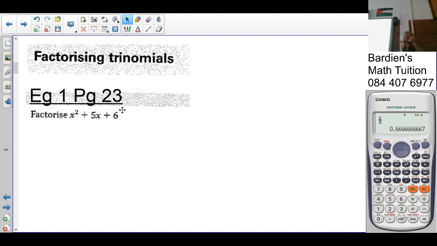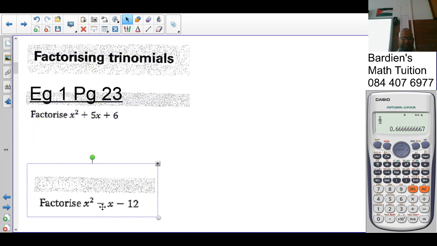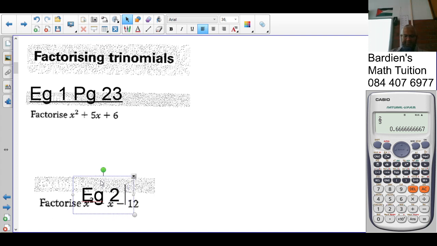Okay. Now we have done trinomials already last year, not so? So what I'm going to do is just refresh your memory. I'm not going to go as slow as when I did it in grade 9 with you. Okay. Alright.